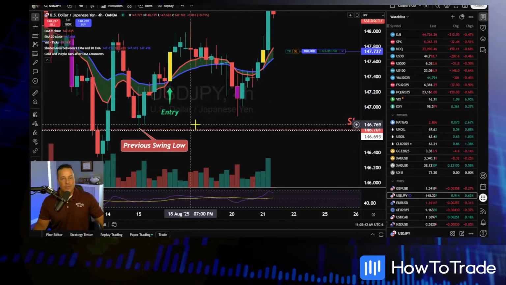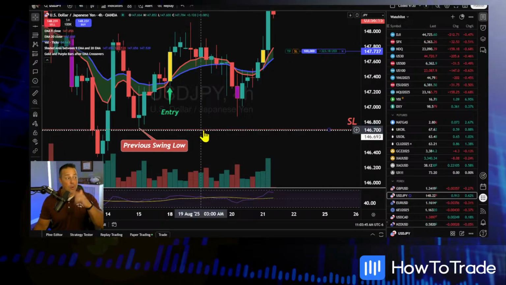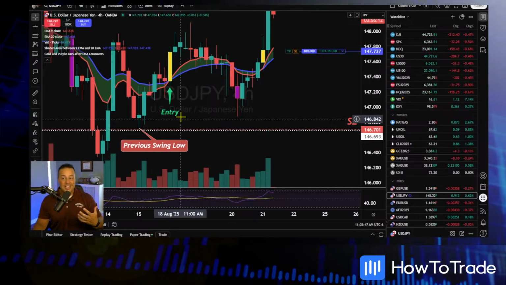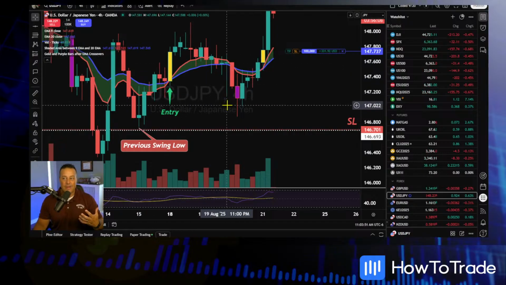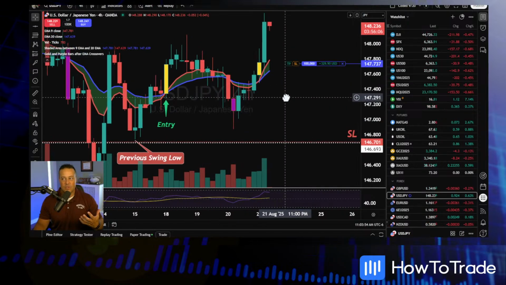Previous swing low, this is why I line my stop losses and I leave them. I put them down and I leave them. The reason why is because if you moved your stop loss up to, say, right here or maybe right here, you got stopped out before we got the big move. So this one's back from the dead.